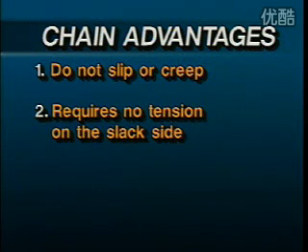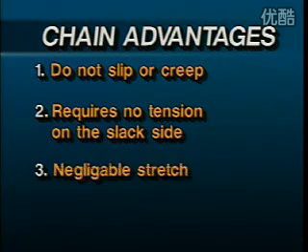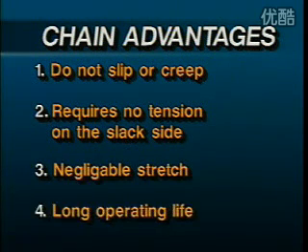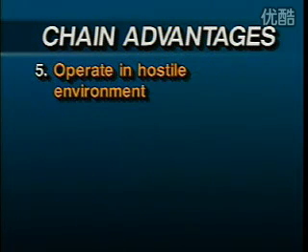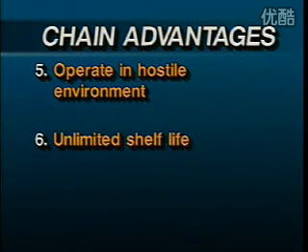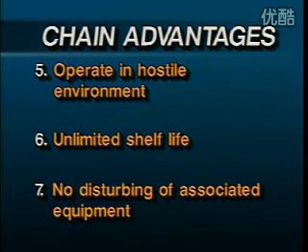A chain drive requires no tension on the slack side. Therefore, it imposes lower loads on the shaft bearings than would occur with a belt drive. They offer negligible stretching and a long operating life. They can operate in hostile environments, such as high temperatures and moist, oily, and corrosive atmospheres. Chain has unlimited shelf life because it does not deteriorate with age, and is unaffected by sunlight or reasonable ranges of heat and moisture. And chain drives generally can be repaired or replaced without disturbing associated equipment.